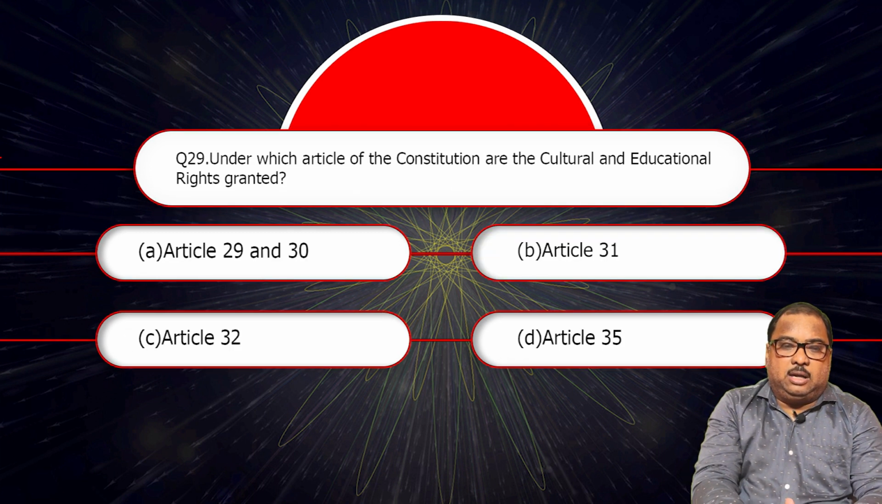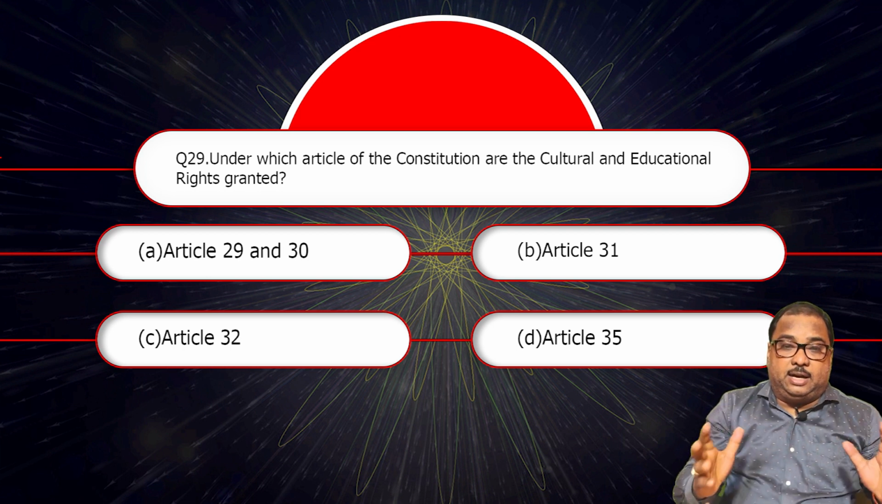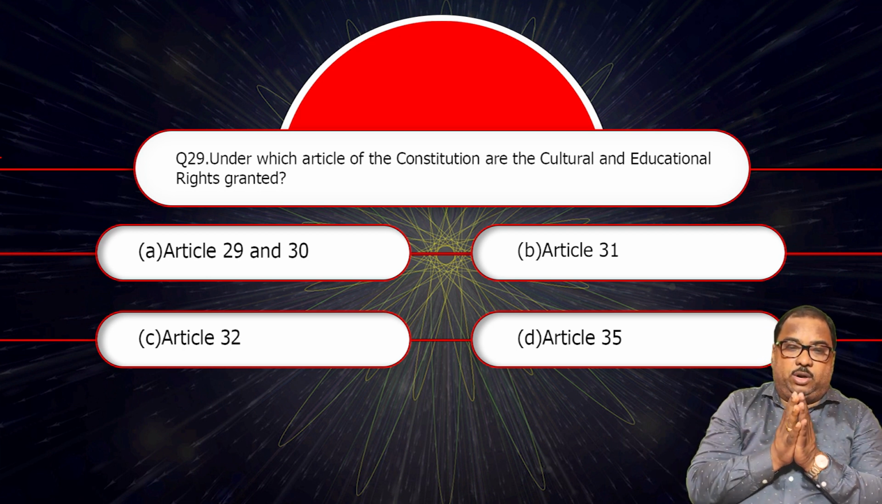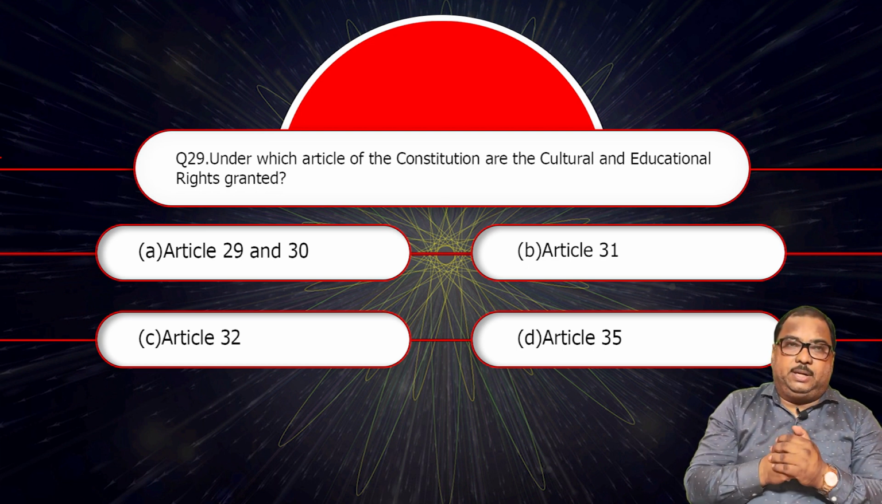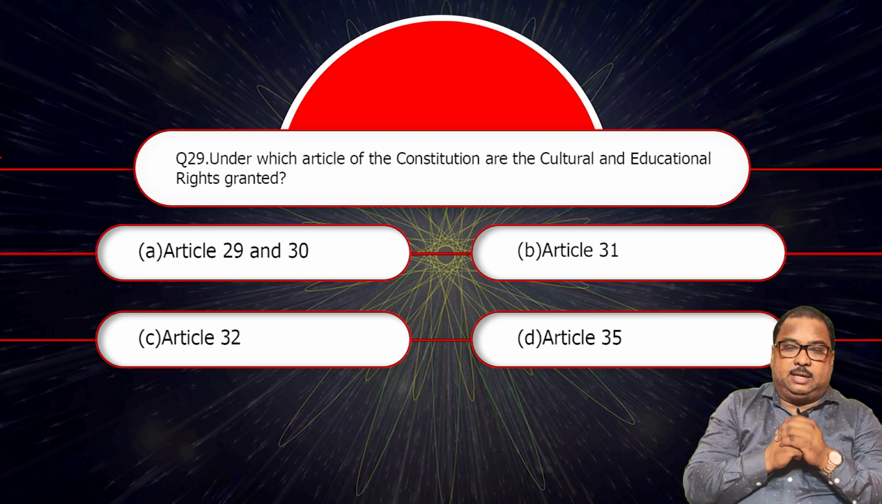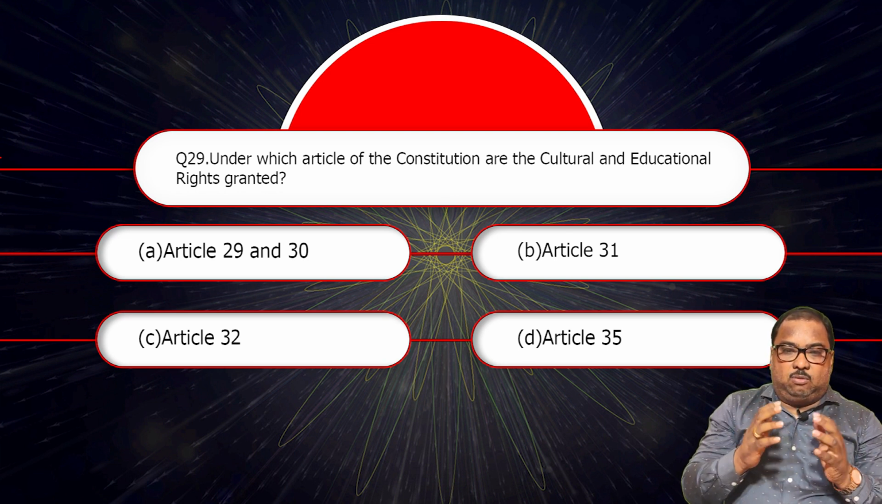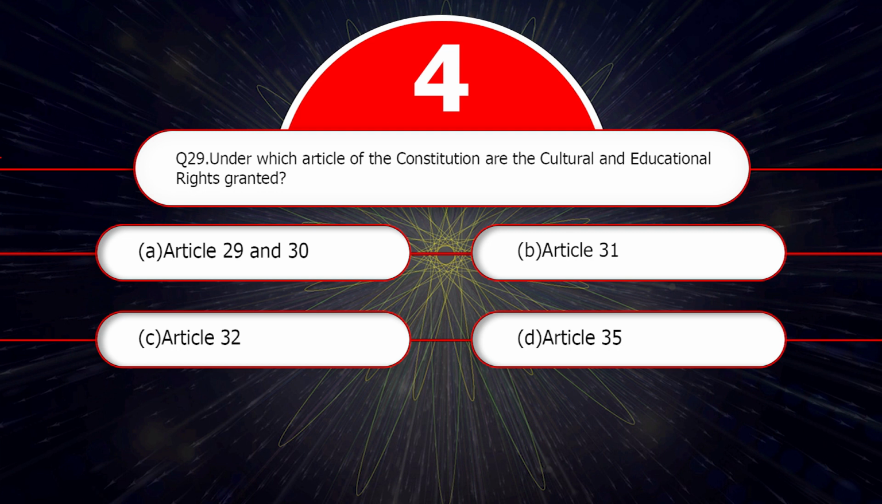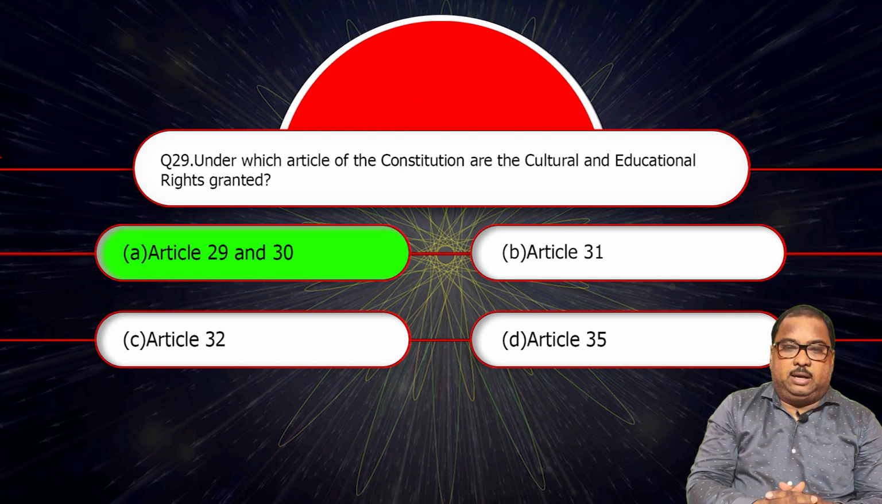Next question. Under which article of the Constitution are the cultural and educational rights granted? Option A Article 29 and 30, option B Article 31, option C Article 32, option D Article 35. Your time starts now. And the correct answer is cultural and educational rights are in Article 29 and 30. That is your correct option is option A.